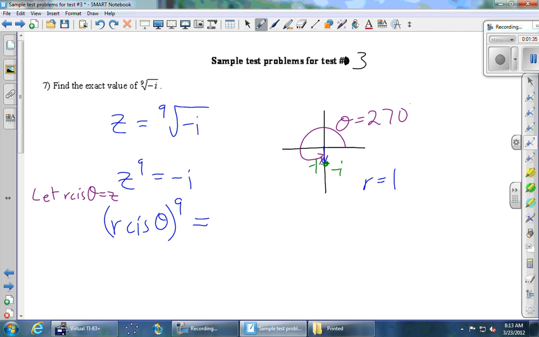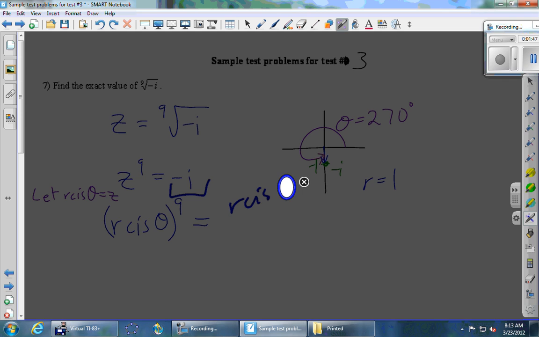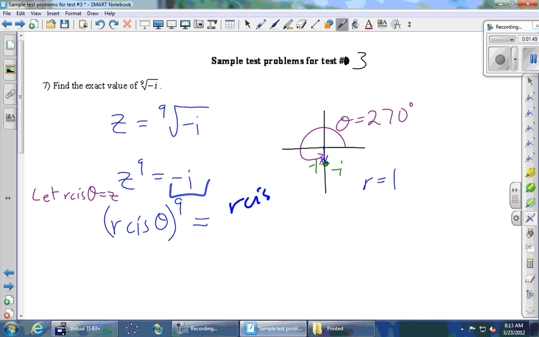You're welcome to use radians here. I'll use degrees, it doesn't matter. So what that means is that the right-hand side, this negative i, in r cis theta form is equal to 1 cis 270.